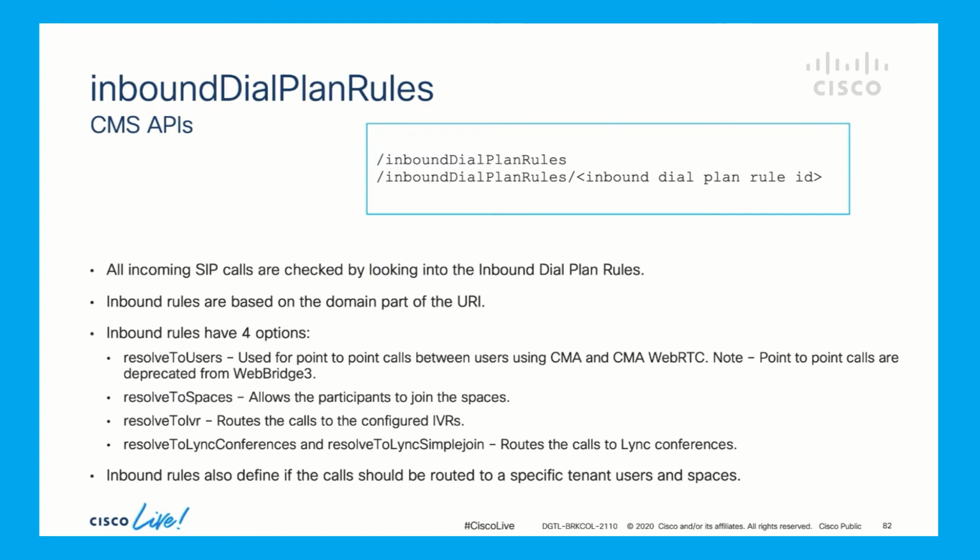As the name says, it is used to check all the incoming calls on the CMS server and then do the configured actions when matched. This can also be configured from the GUI. Without any incoming dial plan rule, the CMS might not accept any calls. Incoming dial plan rules define whether the call should be routed to other CMA users or spaces or IVRs or to link conferences. Point-to-point calls are removed from WebBridge 3. When using a multi-tenant environment, incoming dial plan rules can route the calls to specific tenants.